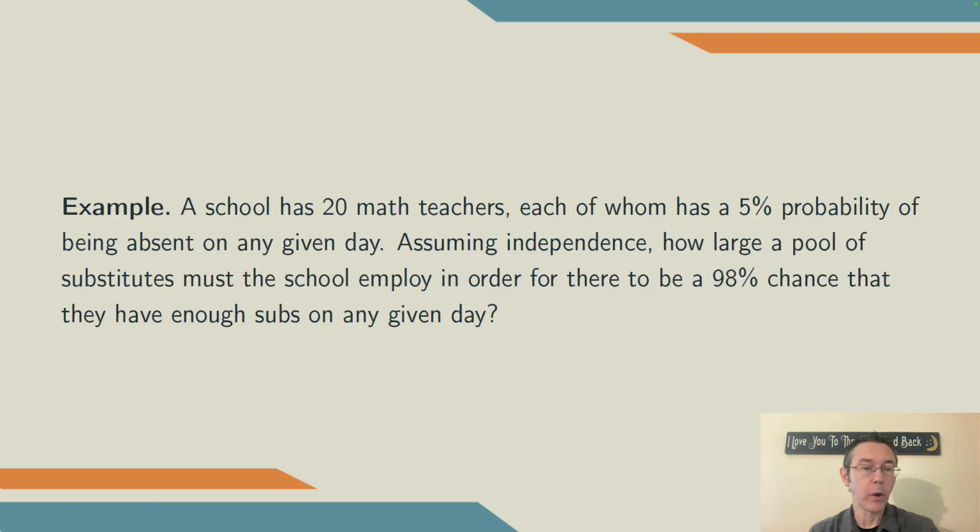A school has 20 math teachers, each of whom has a 5% probability of being absent on any given day. Assuming independence, how large a pool of substitutes must the school employ in order to always have a 98% chance that they have enough subs on any given day?